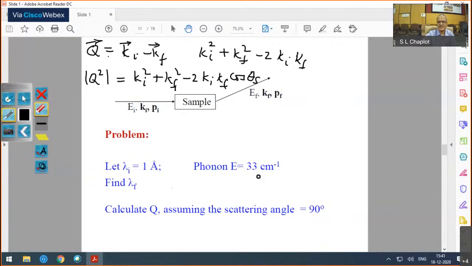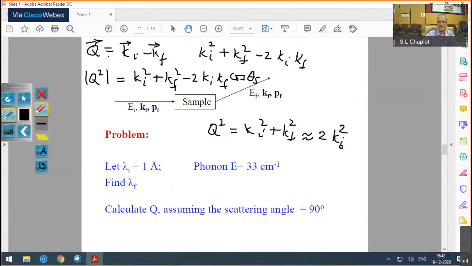Now, if theta s is 90 degrees, then this term just goes to 0, and therefore Q square is about Ki square plus Kf square. And as you just found, Ki and Kf are nearly equal, just about 5% different. We just calculated the two wavelengths are like 1 and 1.025 angstrom, and therefore the squares will be nearly similar. So this is roughly equal to 2 times Ki square.